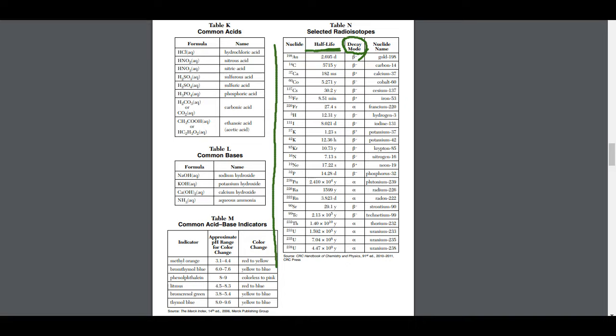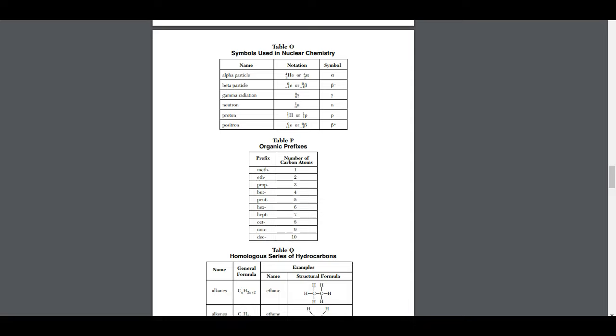Now, as far as balancing nuclear reactions or providing the missing particle, that's where you're going to go to reference table O. Table O gives me names, notations, and symbols for all the different particles. Okay, your alpha particles are protons and neutrons. Overall, it has a +2 charge. Your beta minus is negative. Gamma radiation is no mass, no charge.